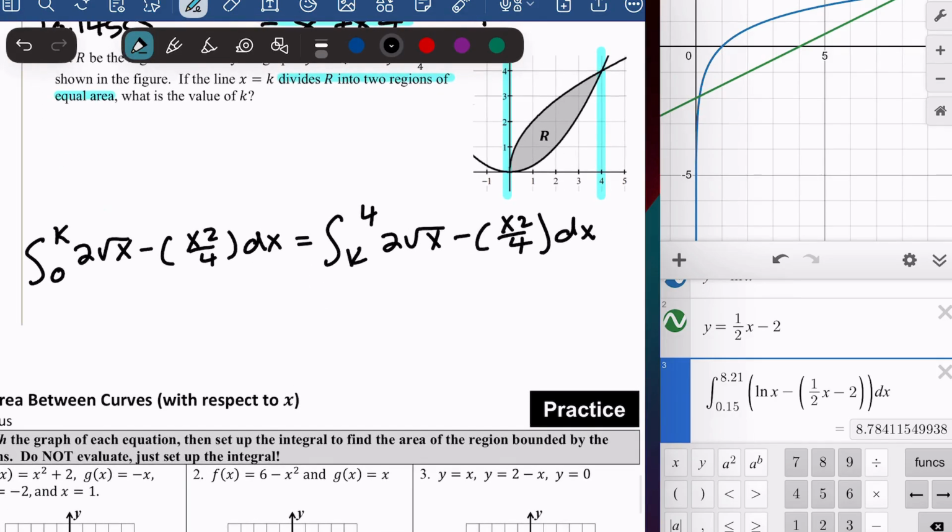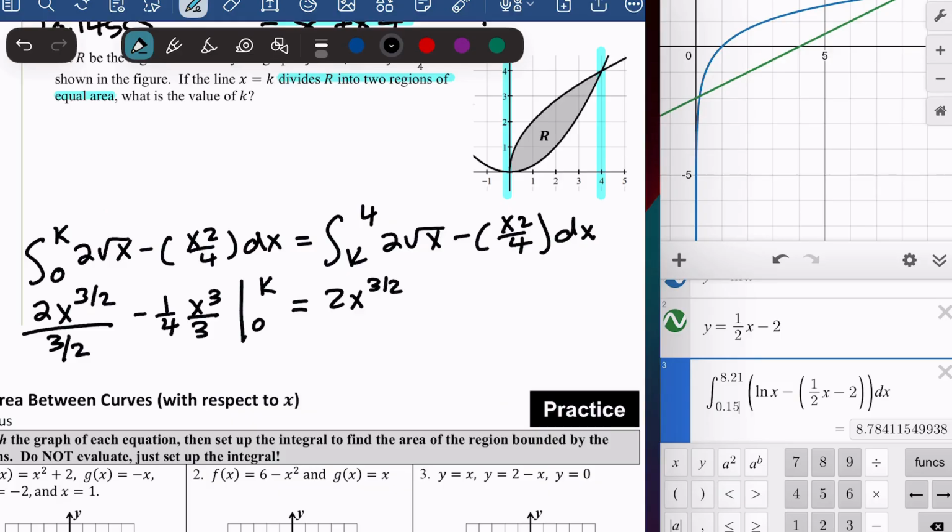Okay, so let's go ahead and start integrating this. Remember, the square root of x is the same as x to the 1/2 power. So this would be 2x to the 3/2 divided by 3/2, minus 1/4. I'm just taking out that divide by 4, putting it in the front. x cubed over 3, solved at 0 to k, is equal to the exact same thing, so it's the exact same equations on both sides. So 2x to the 3/2 over 3/2 minus 1/4 x cubed over 3, solved at k to 4.